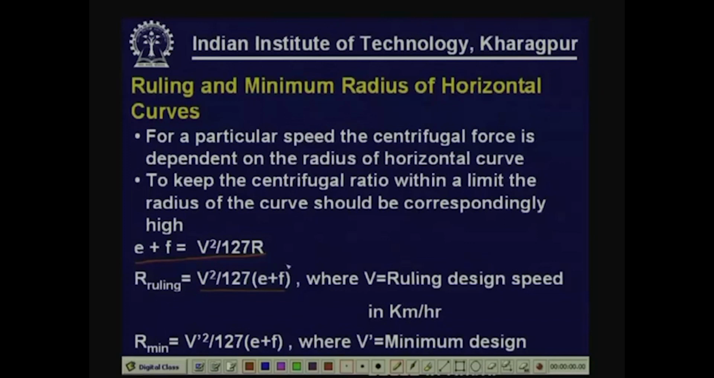But there are two types of speed, ruling speed and the minimum speed. So, the radius corresponding to ruling speed is known as ruling minimum radius. The radius corresponding to minimum design speed is known as minimum radius.